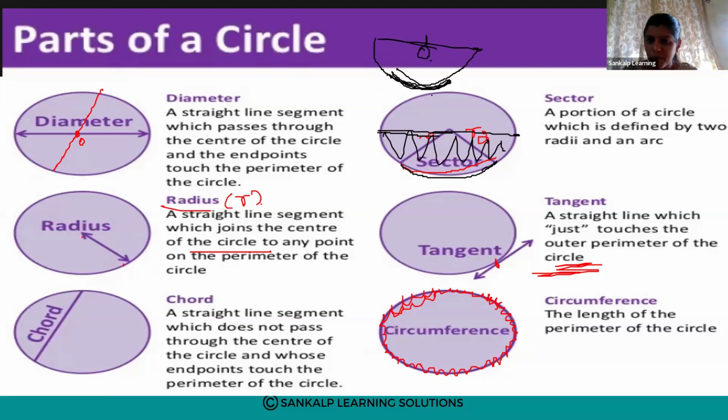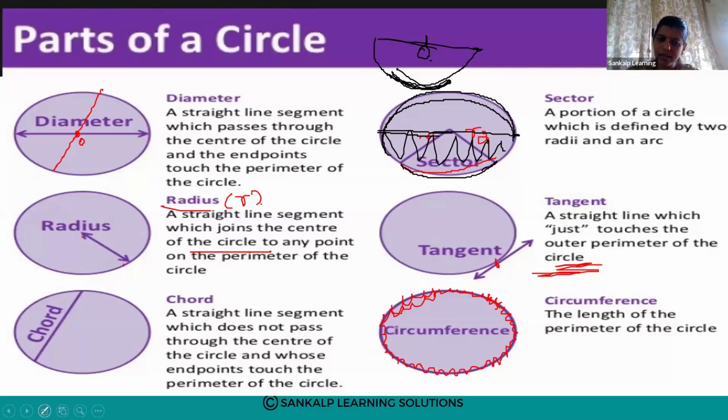Major arc means this full part, we call it a major arc. If you consider it like this, this is the major arc. A major arc is more than the semicircle. So remember, the major arc is greater than a semicircle and the minor arc is less than a semicircle. So this is about the arc.